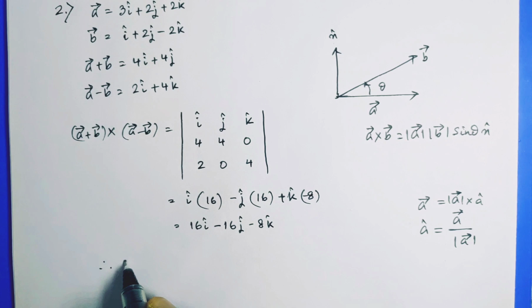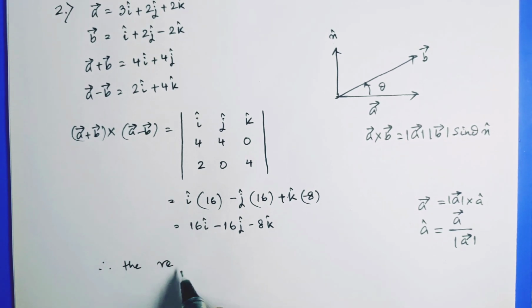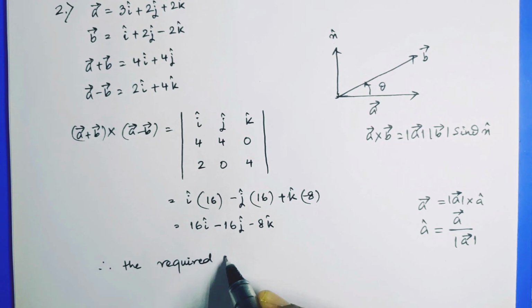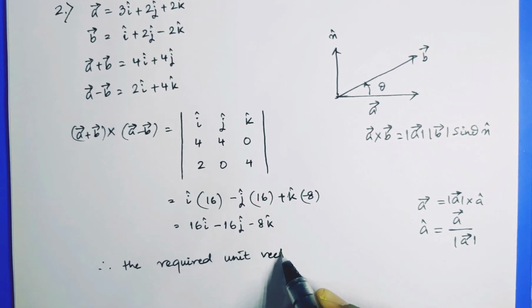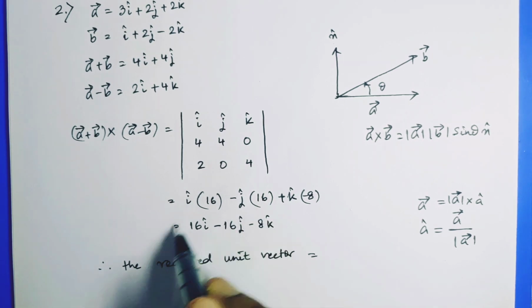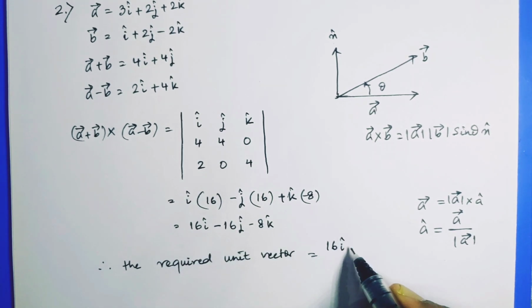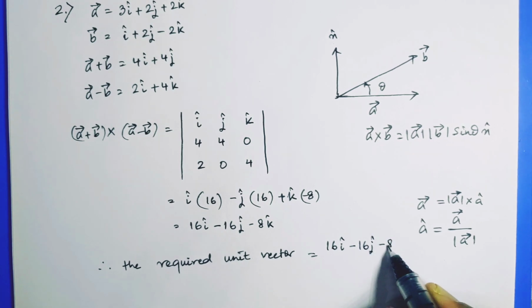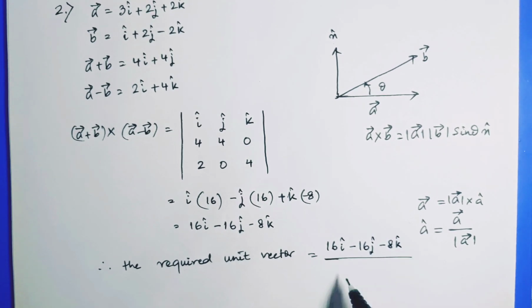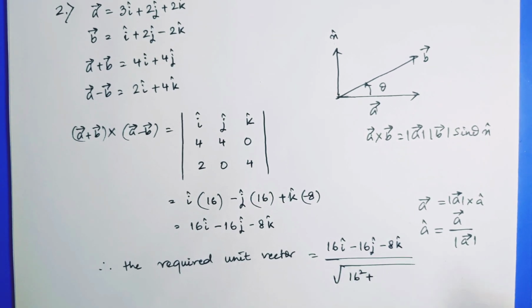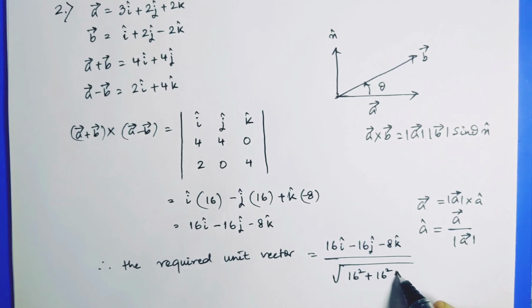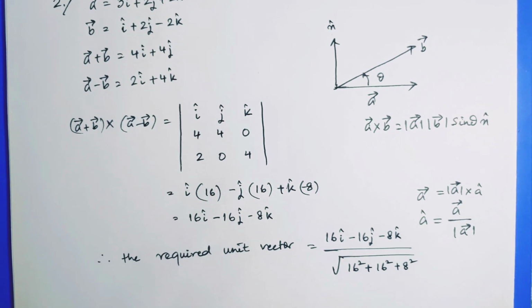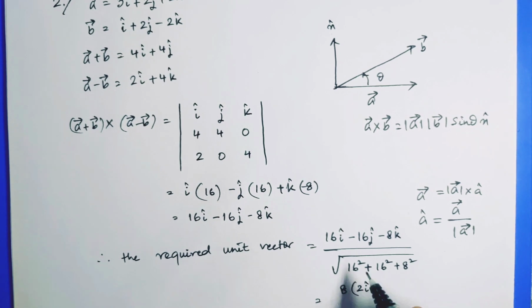So therefore the required unit vector is equal to what? First thing you write the vector 16i cap minus 16j cap minus 8k cap divided by root over of 16 square plus minus 16 whole square, which is also 16 square, plus 8 square, right? Now I can take 8 common from the numerator, so it becomes 2i cap minus 2j cap minus k cap.